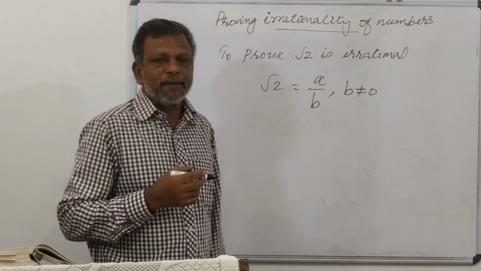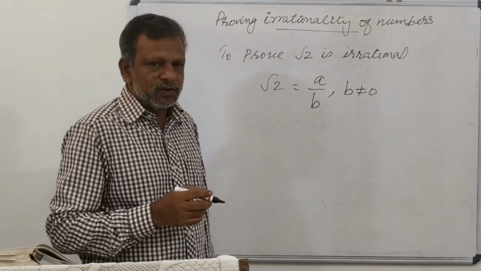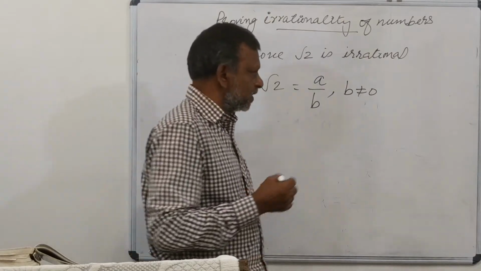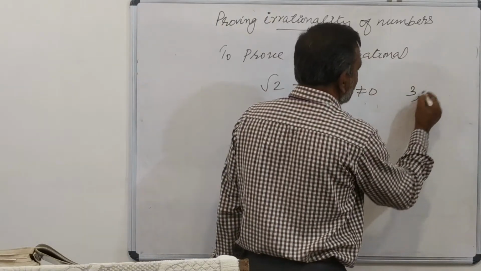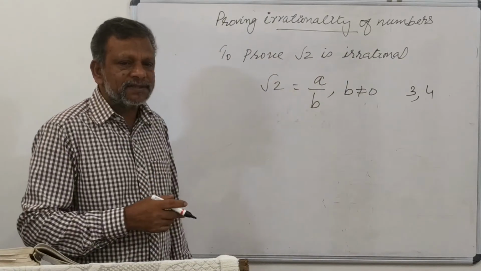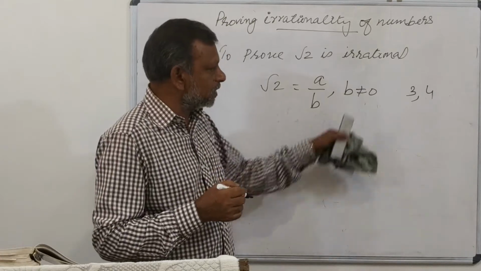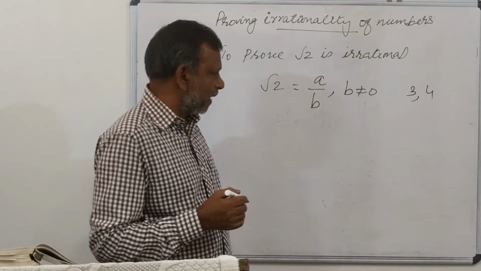What do you mean by coprime? Coprime numbers are the numbers which do not have any common factor. For example, 3 and 4. When we consider 3 and 4, these two numbers do not have any common factor other than 1. Therefore, 3 and 4 are coprime numbers.